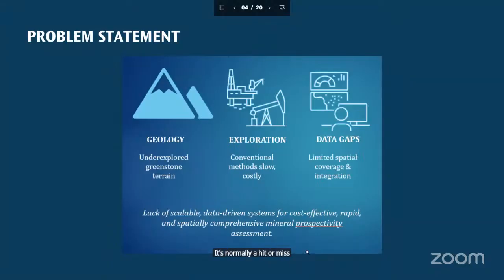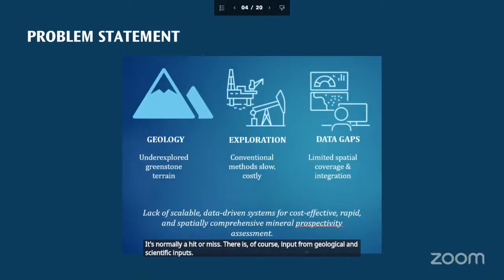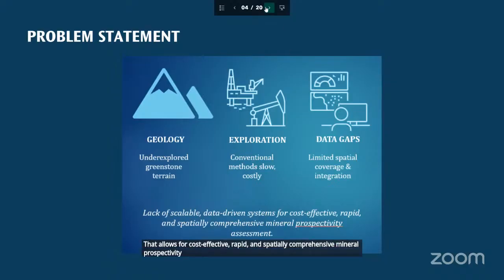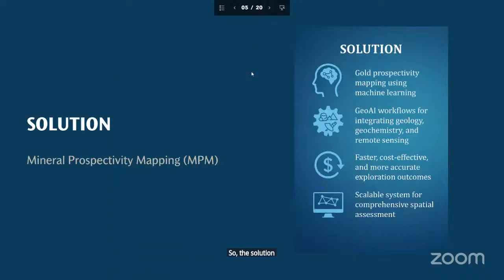There is, of course, input from geological and scientific inputs, but there are data gaps in how they present. There are data gaps in spatial coverage and integration. So to summarize, there is a lack of a scalable data-driven system that allows for cost-effective, rapid, and spatially comprehensive mineral prospectivity assessment. So the solution I have come up with is a mineral prospectivity map.